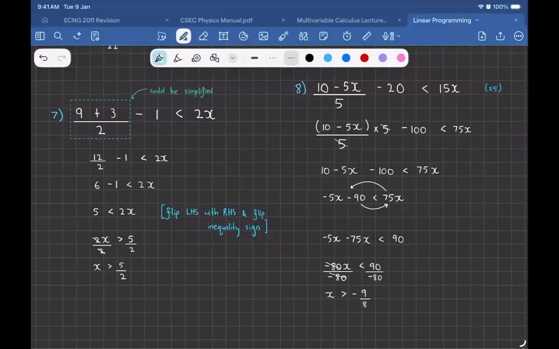And when you're dealing with inequalities, if you multiply or divide by a negative number, you're going to flip the sign. It changes, yeah, it flips. Nice. So guys, copy down question 8.